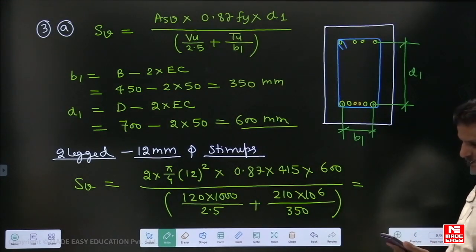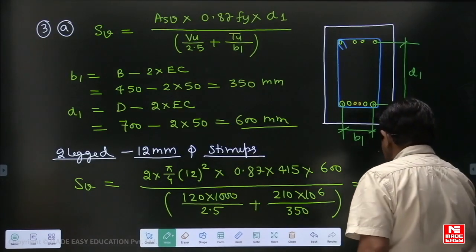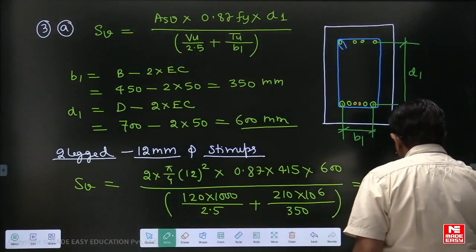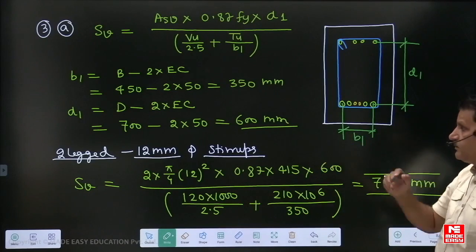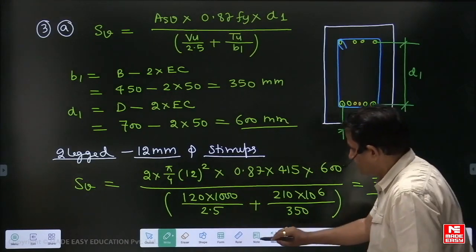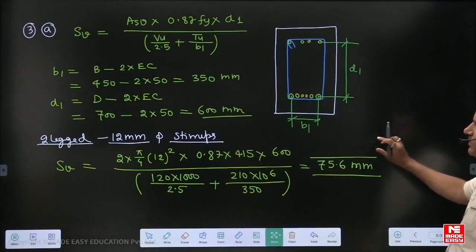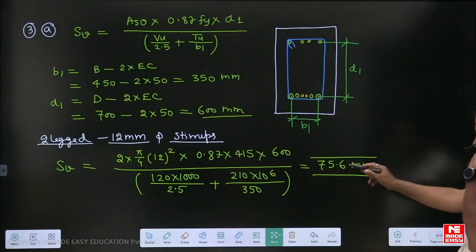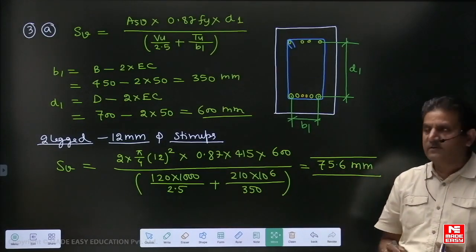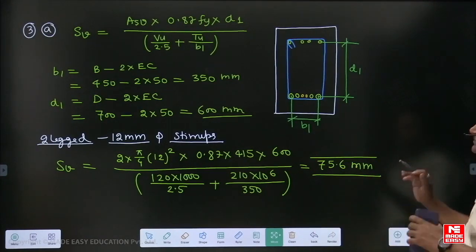So let's see the value. I am getting 75.6. It's okay. 75.6 mm. So 75 is a good value. And you can see even though you have used 12 mm, you are getting 75 mm. This is the first spacing. There is one more formula using which you have to calculate the spacing. 75 mm. If everything is okay, you can provide at 70 or 75 mm center to center. Let's see the second formula now. This is the first formula.